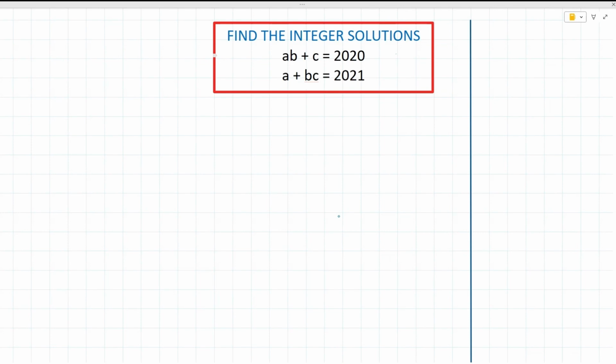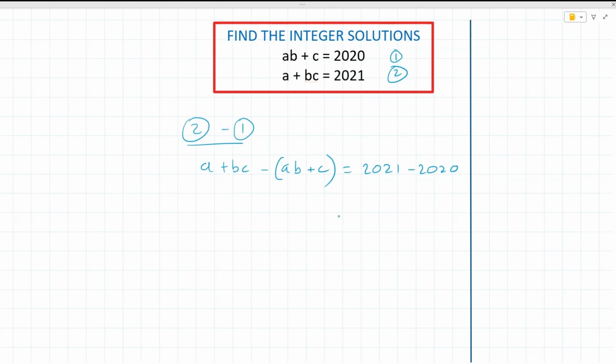The first thing that we can do here is to label the equations 1 and 2. And notice that if you do equation 2 minus equation 1, on the right hand side you'll get 2021 minus 2020, and that'll give you a 1. So it feels like this is a good place to start. So 2 minus 1, so we're going to do the left hand side and the right hand side. So on the left hand side we'll get A plus BC, to which we're going to subtract AB plus C. So that's the left hand side. And on the right, we're going to get 2021 minus 2020, and that's quite a nice place to begin.